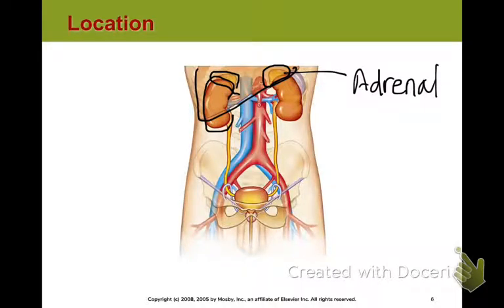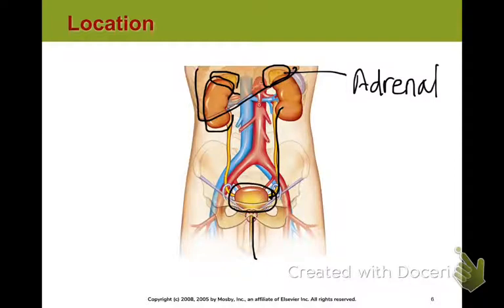In a human, the adrenal glands sit on top of the kidneys. In the fetal pig, they're going to be in a different location. So we have kidneys, ureters, urinary bladder, and urethra. Now, male's urethra is considerably longer than a female's urethra.